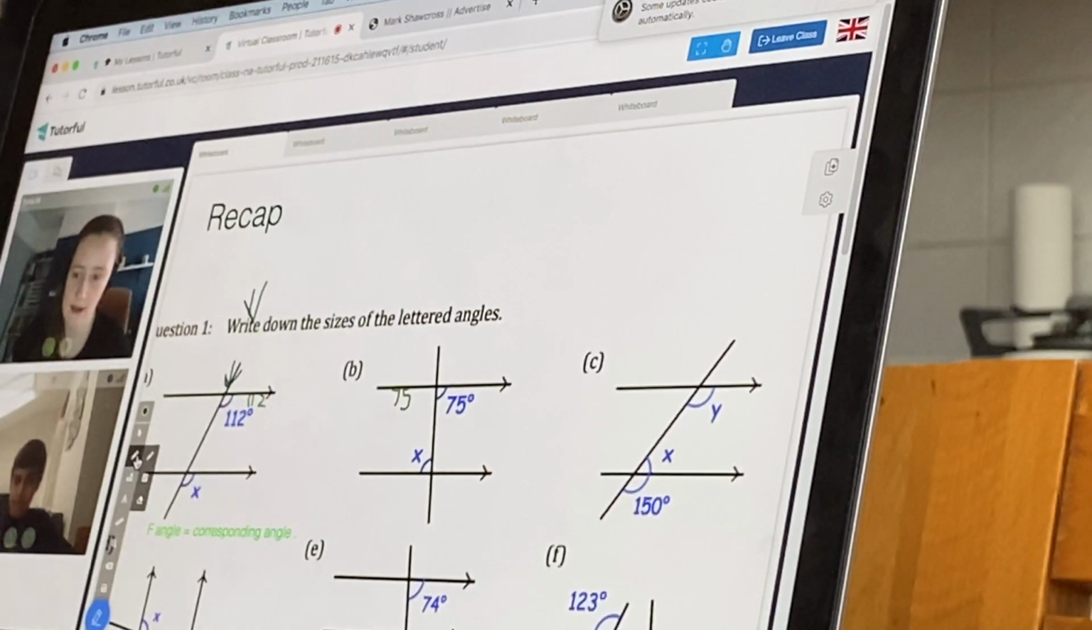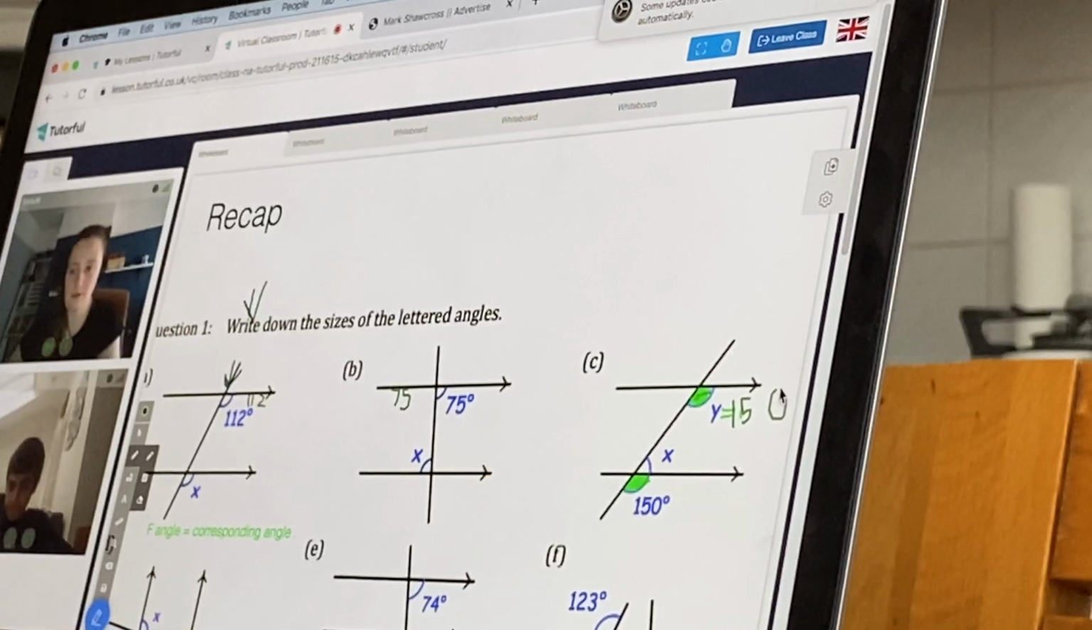So where else on this diagram will the angle be the same as 150? Over here. There. Yeah, exactly. Y. So Y is equal to 150? Yeah. Okay, fab. Go on then. 150. Okay, how do we work out X then?